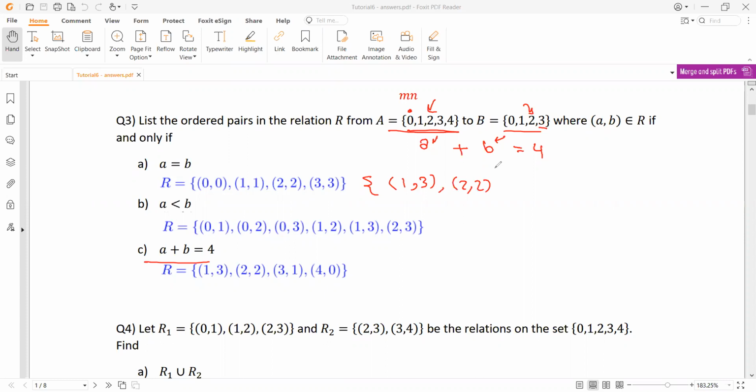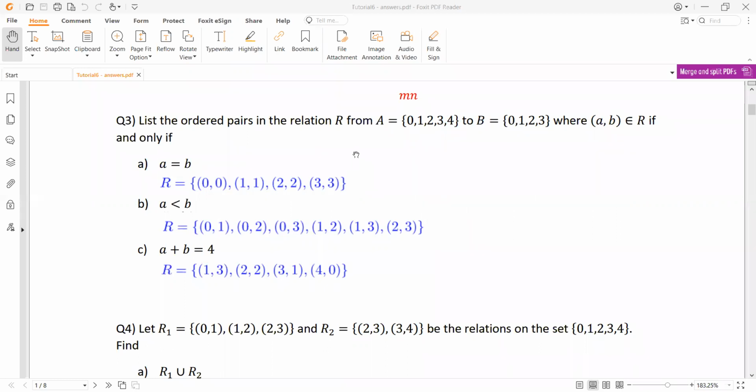And also I can do addition between 3 and 1. And of course, I can add also 4 coming from set A with 0 coming from set B. So the sum a plus b is always 4, guys, which satisfies the condition written in part C. Okay?